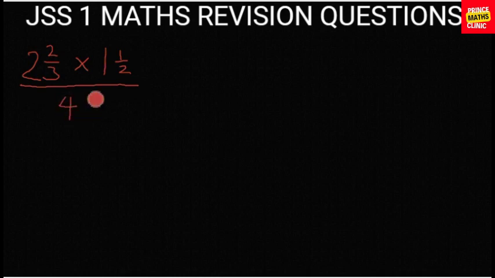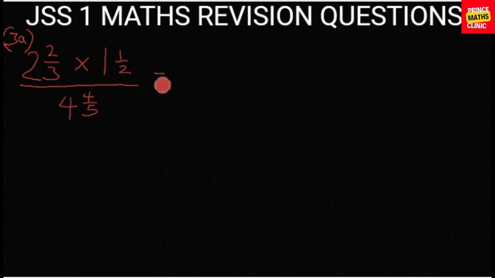Good. So looking at this question thoroughly, we observe that the first question says we should simplify. So simplify simply means to what? Break down. So we have 2 whole number 2 over 3 times 1 whole number 1 over 2, all divided by 4 whole number 4 over 5. Remember, this is number 3a.